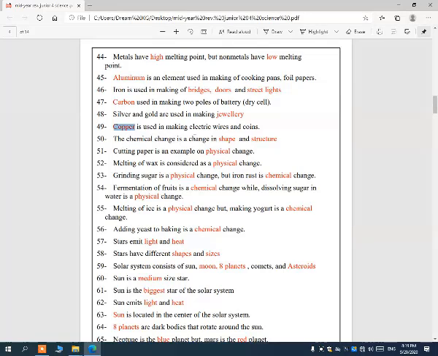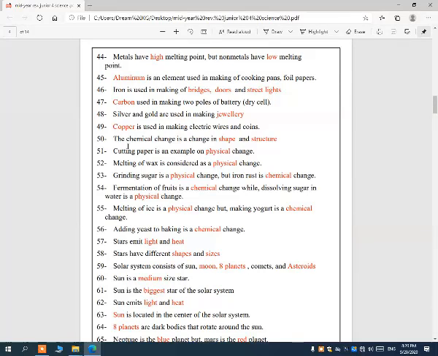The chemical change is a change in the shape and the structure. Chemical change is something I cannot return back. Okay, let's make a quick revision on the physical and chemical change. The physical change, we said before, is something that can be returned back, like cutting the paper. So I will say what? Change in the shape without change in the structure.